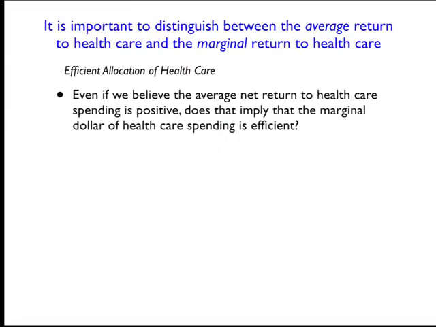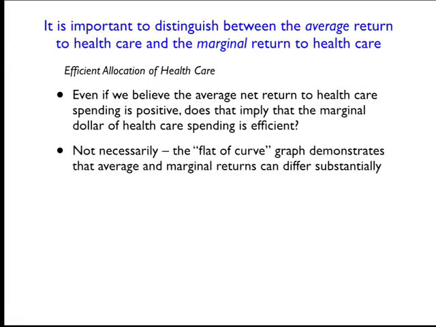Just because we see that the average net return is positive, does that imply that the marginal dollar of healthcare spending is actually efficient, in the sense that it produces $1 or more of benefits? The answer is not necessarily, because that flat curve graph that we drew up a couple lectures ago demonstrates that the average return and the marginal return can differ substantially, right?